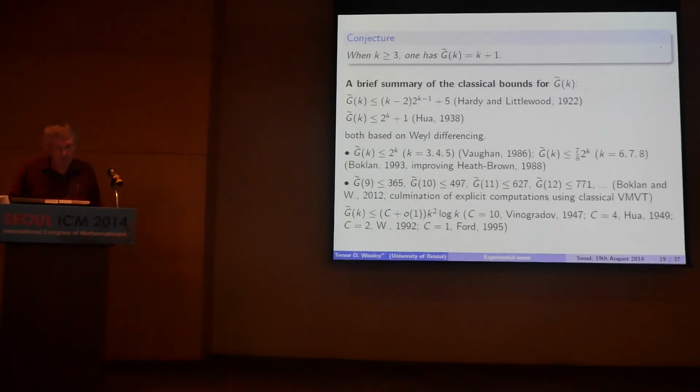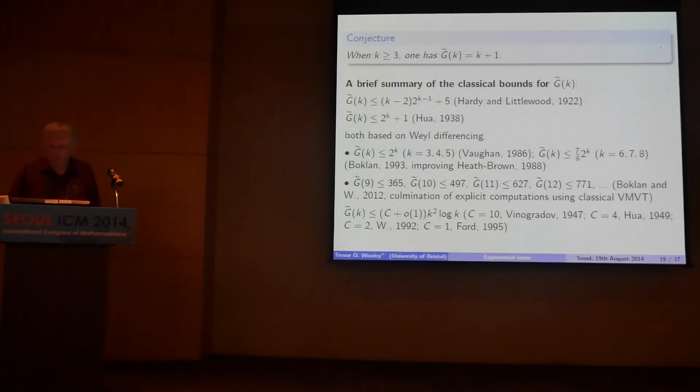And by the end of the 1990s, there were a number of results you can see here. Basically, for small values of k, the bounds were just very slightly better than Hua's bound. Then you could do a hybrid version of Weyl differencing and Vinogradov's mean value theorem for smaller values of k. For large values of k, the number of variables that you needed, instead of being like 2 to the k, is a constant times k squared log k, with constants which were slowly whittled down over many years.